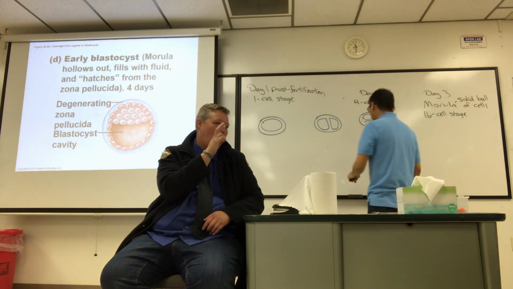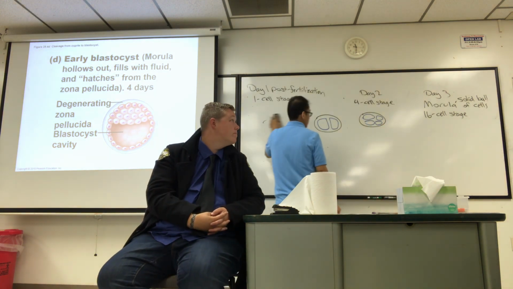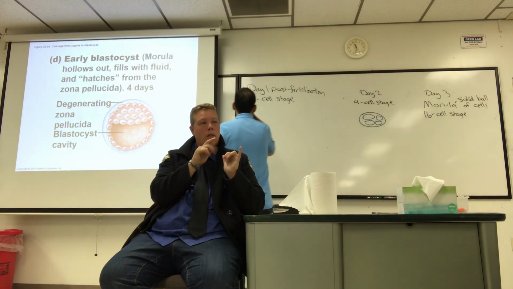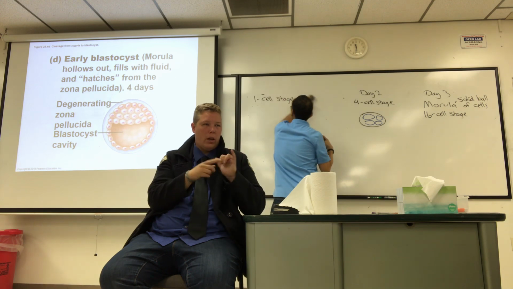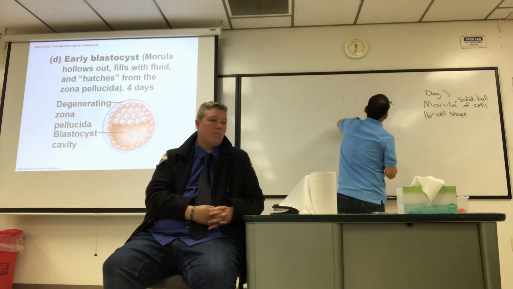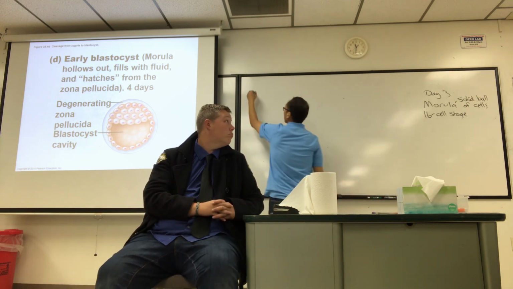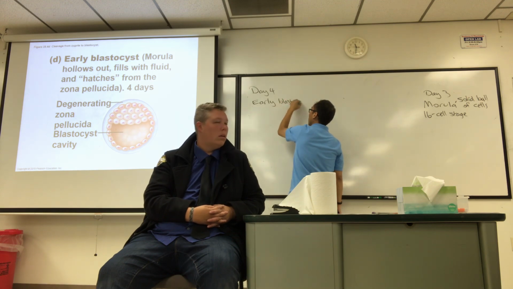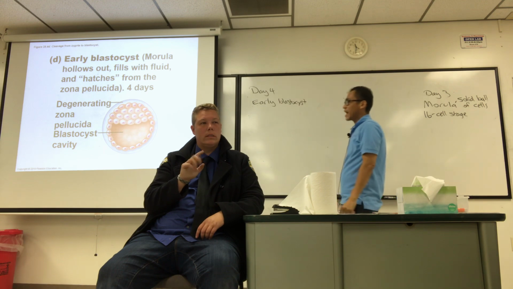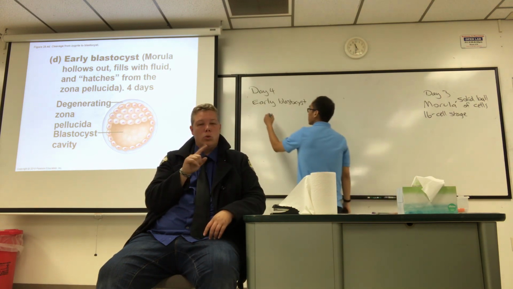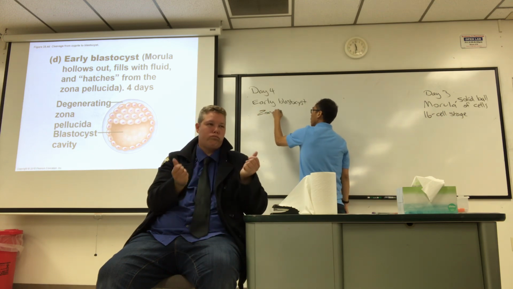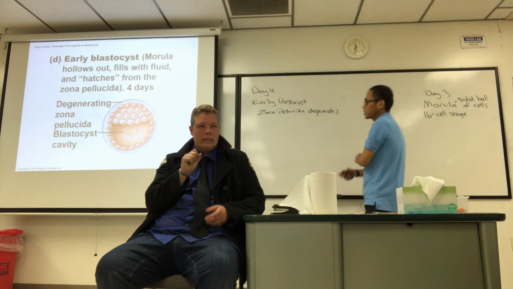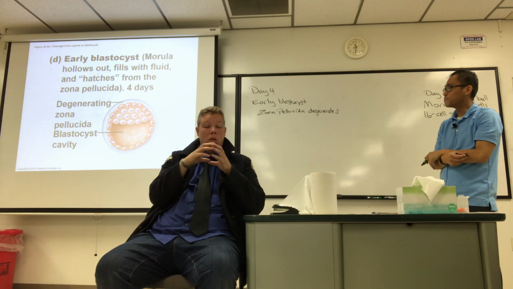Day four, early blastocyst. That's finally when the zona pellucida starts to degenerate. It starts to get close to the uterine cavity where it's exposed to light and chemicals that will start to hatch it. The zona pellucida degenerates. Notice now that the solid ball of cells creates a little cavity on the inside.